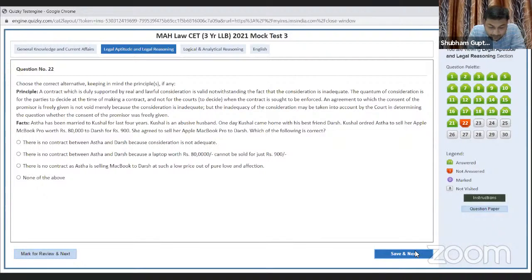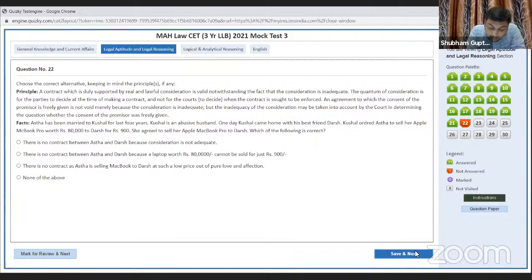Let's see. So a contract, very big principle. Let's read it quickly. A contract which is duly supported by real and lawful consideration is valid. So this is something very long. I would read the option, read the facts, and then try to answer.